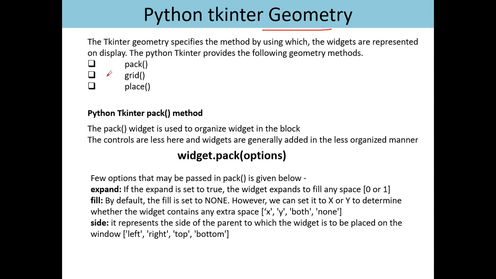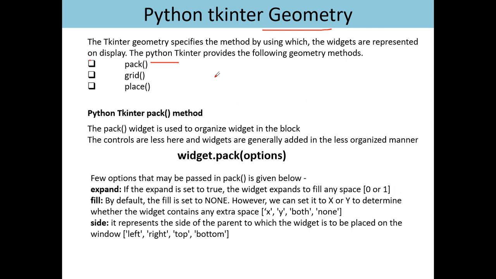Next, this is the geometry. Tkinter geometry means how to position a particular component inside your application. Making a design look good is an important factor in application development, because the user is going to like your design. Then only the user will use your application. If your design is not user friendly, then obviously the user will not like your application. So to design the GUI application in Tkinter, we have three options: pack, grid, and place.